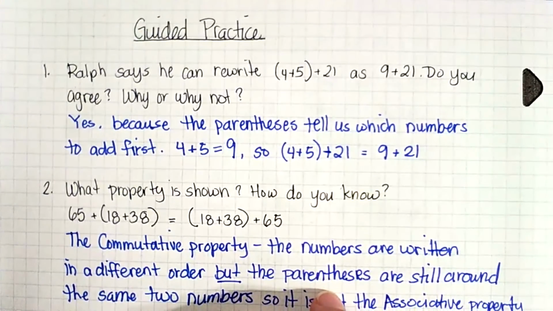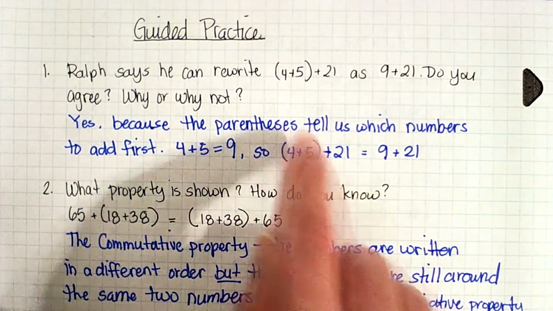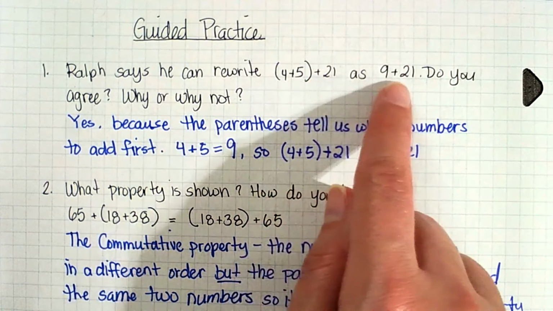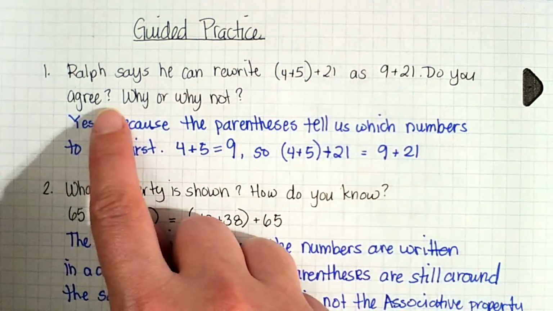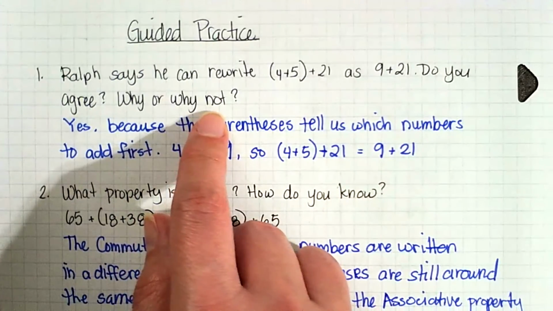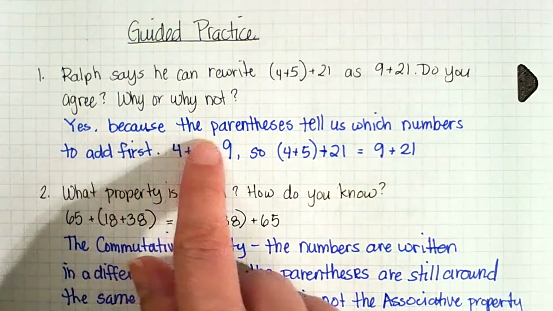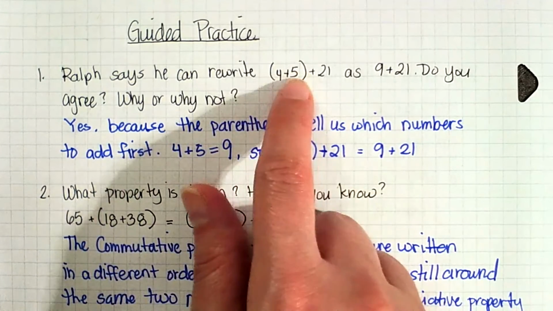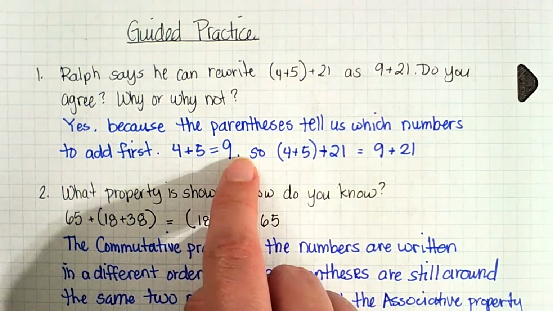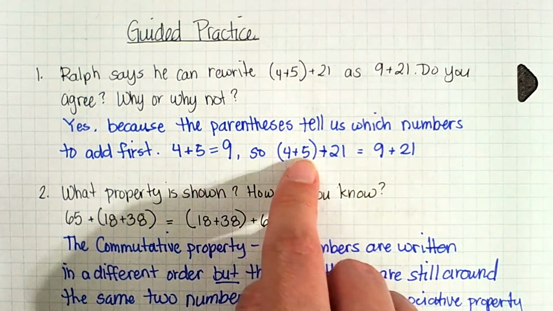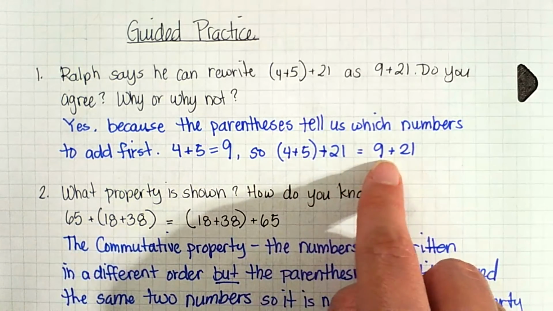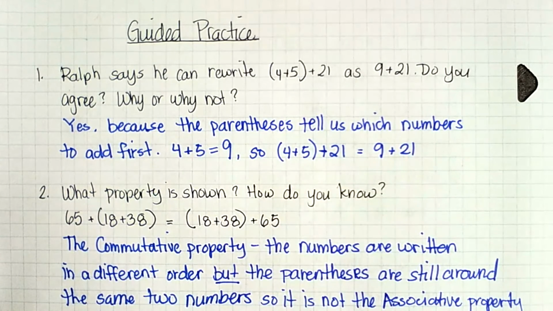So the first question says, Ralph says he can rewrite 4 plus 5, in parentheses, plus 21 as 9 plus 21. Do you agree? Why or why not? So my answer here is yes, because the parentheses tell us which numbers to add first. So I'm adding the 4 plus the 5 together first, and I know 4 plus 5 equals 9. So 4 plus 5 in parentheses plus 21 is the same thing as saying 9 plus 21.